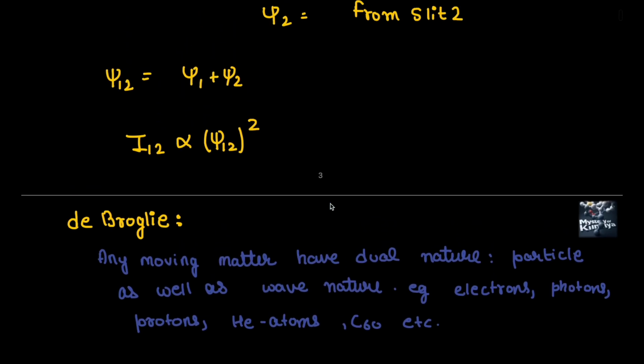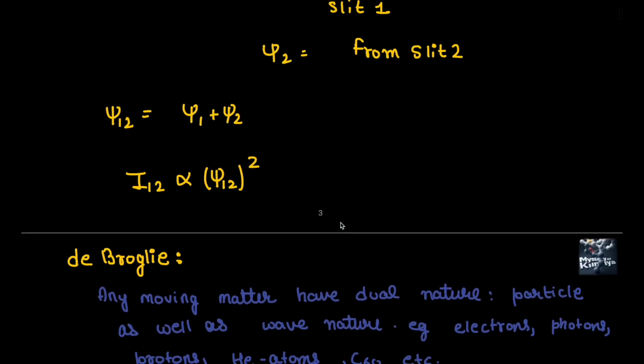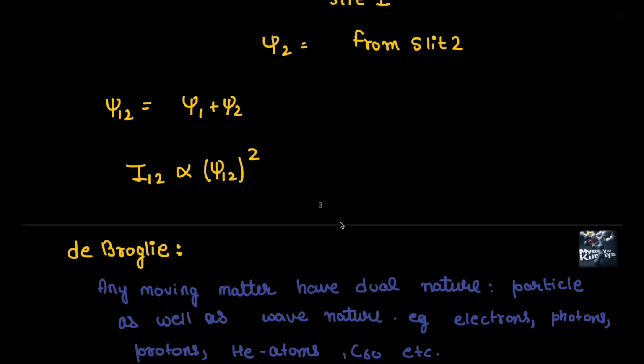So in the next video we will talk about the de Broglie hypothesis, and how the uncertainty principle comes in and what it suggests. Basically we're going to discuss that in the next video.